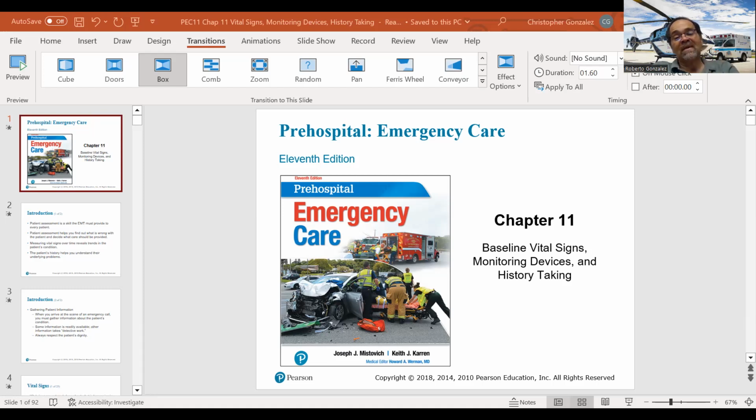So this guy is timing the respirations, and he's concentrating with the other hand to see if the chest rises and falls.